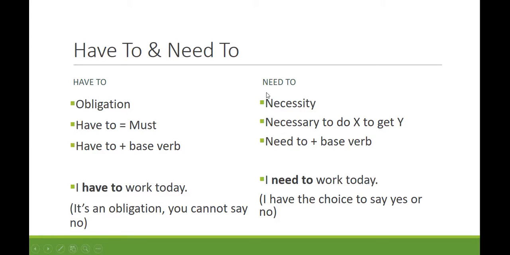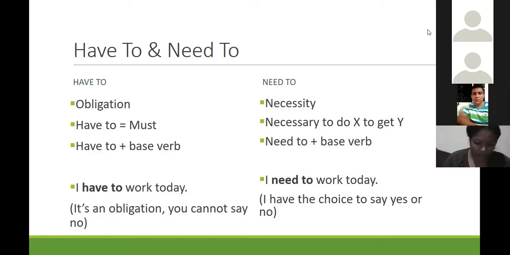Cuando estoy usando lo que es el need to, estoy hablando de una necesidad. Necesidad. It's necessary to do X to get Y. Es necesario que yo haga X para conseguir lo que es Y. And something that they have in common is that need to is going to be used with the base form of a verb. Si ustedes se dan cuenta acá, el need to lo voy a utilizar con el verbo en su forma normal, al igual que el have. So the example that I have says, I need to work today. Necesito trabajar ahora.